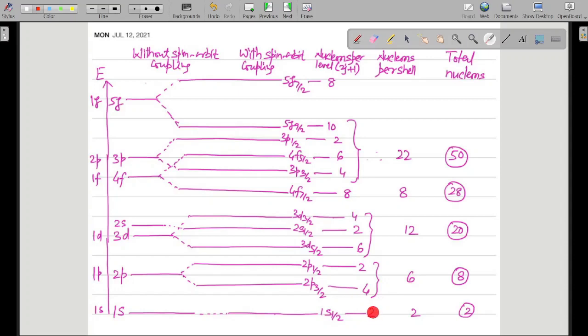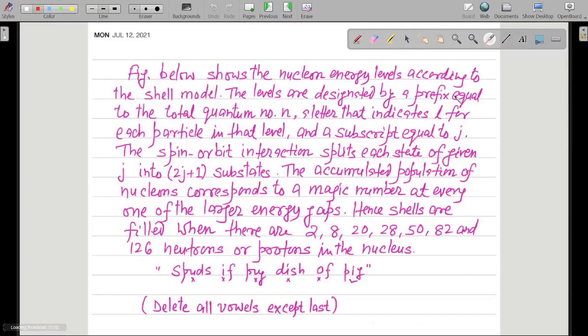So there are 2j plus 1 splittings, that is 2 splittings. Each splitting will have 1 nucleon, so there are 2 nucleons. Then we have 4 splittings, 2j plus 1, that is 4 mj values possible. Each mj value will have 1 nucleon, so there are 4 nucleons. Then 2 nucleons are possible because 2 splittings, 2j plus 1 equal to 2. Then 6, similarly like that. So we have such a situation.